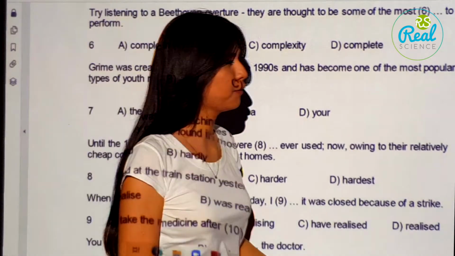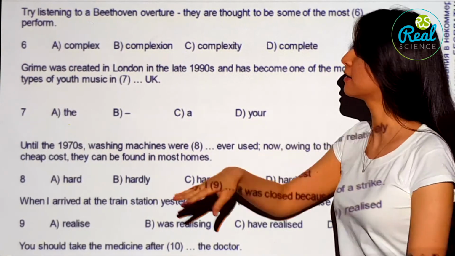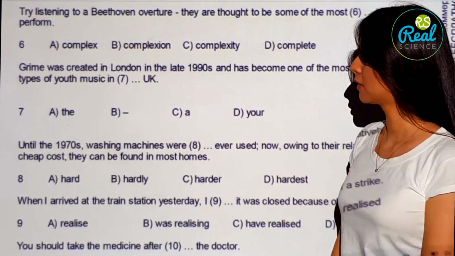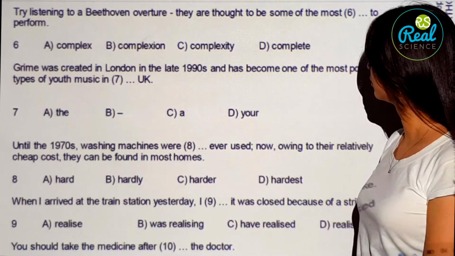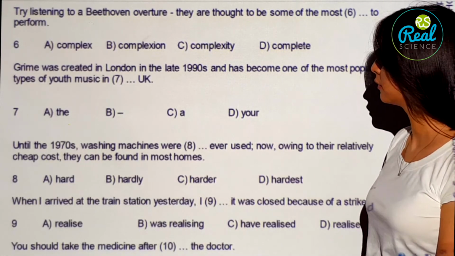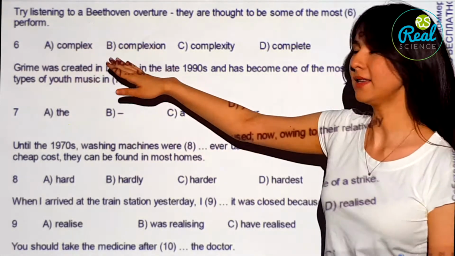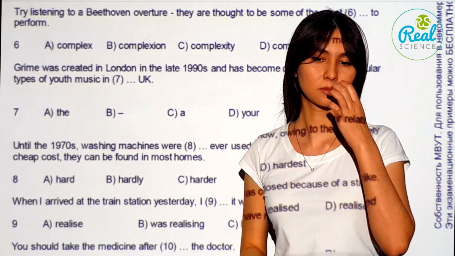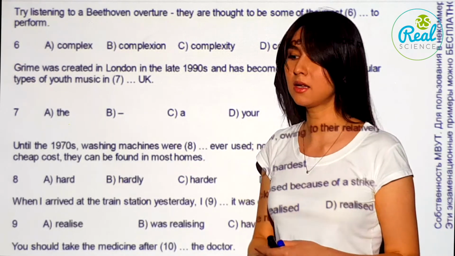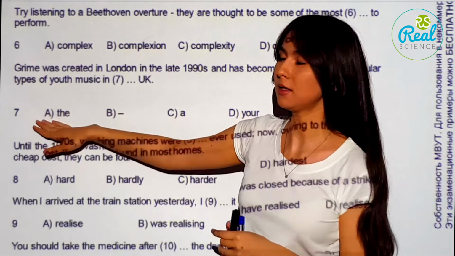So, the first one, who wants to read the first one? Can I read? Yes. Try listening to Beethoven overtures, they're thought to be some of the most complex to perform. Very good. The correct answer is A1, some of the most complex. What is complex? Difficult, hard, complicated. Yes, very good.